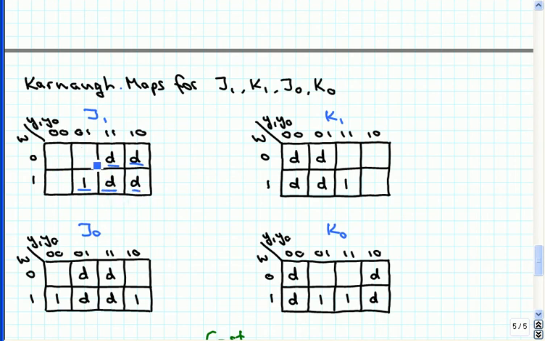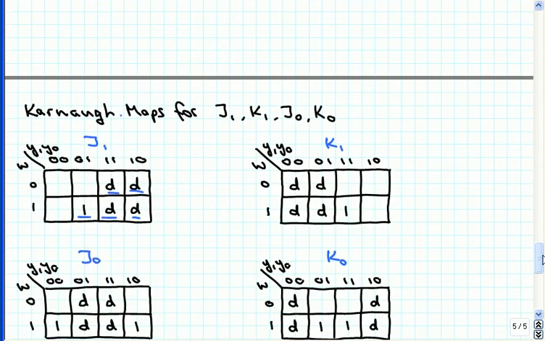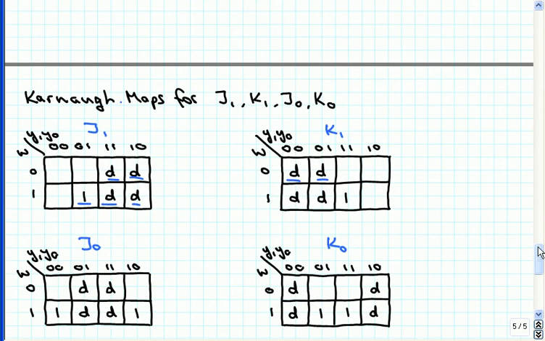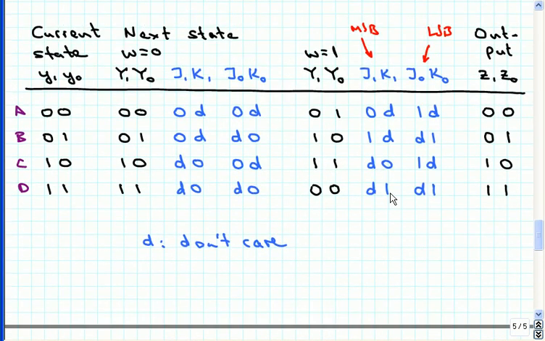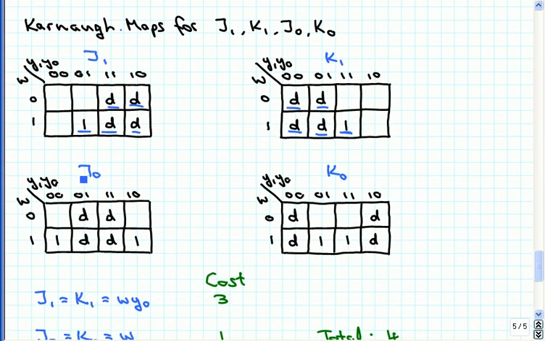Then for the K1, we get a D for 000 and 010. So here's 000, 010. Then we get these also for 001 and 011. And we get the 1 here in the Karnaugh map location which is 111, so that would be down here where we get the 1. And we similarly fill in the table for J0 and K0 with the Ds and the 1s.